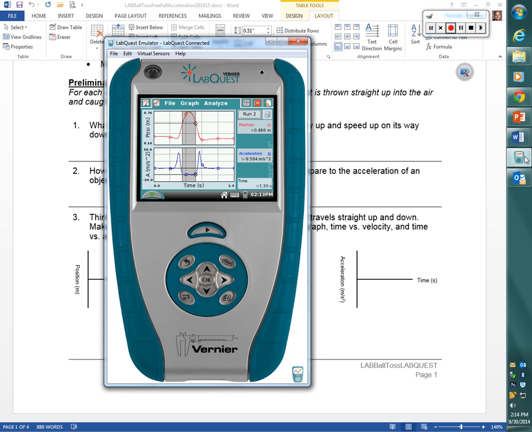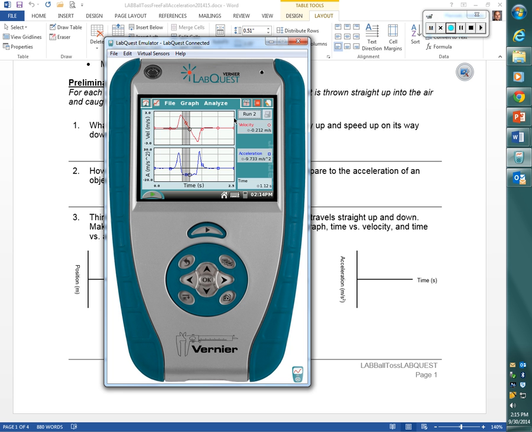Even on this picture, if we go back here, let's do this, graph, auto scale. I wish I could zoom in on this a little easier. We said that this is the up trip of the ball. That's after it leaves my hands on its way to the top. What do you see about the acceleration during that time?